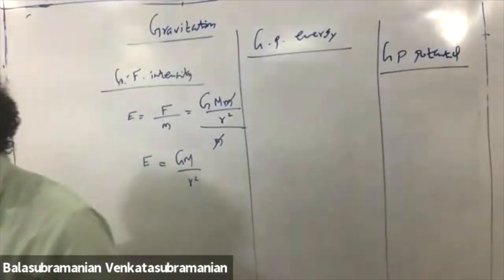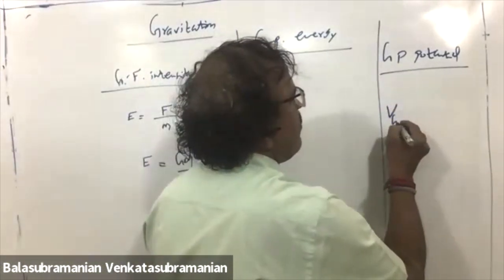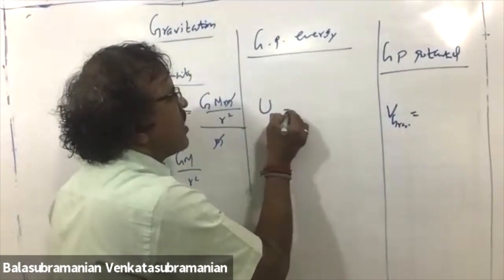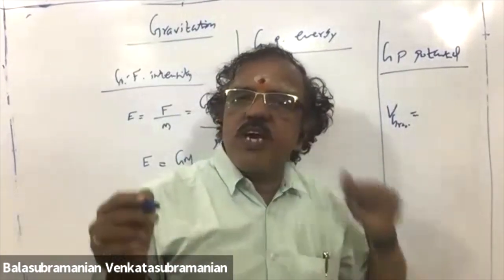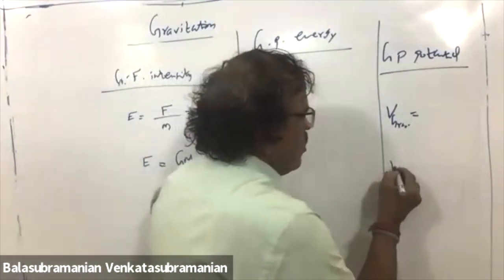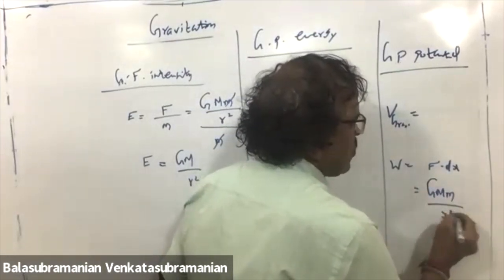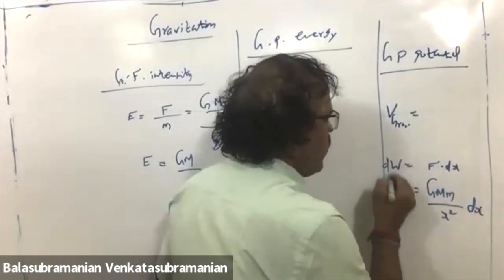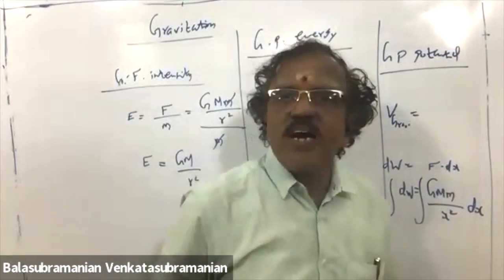Gravitational potential is represented by V, and gravitational potential energy by U. Work done in moving a unit mass: work done is force into displacement, F into dx, which is G M m by x square into dx. Instead of x you can put dr. This is small work done. Total work done means we have to integrate the equation. From where to where are you moving?